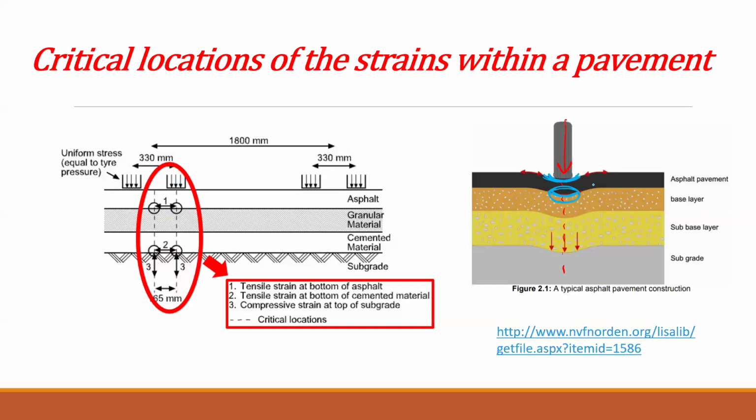And also when you consider the cemented layer, again underneath the cemented layer, due to the tension, it can break. Subgrade at the top is the critical point. So at the top of the subgrade, due to the compression, it will break. So we have a critical point in the asphalt layer, and also in the cemented layer, and also in the subgrade. So these are the three critical points that we have in the flexible pavement. Does that make sense? Okay.